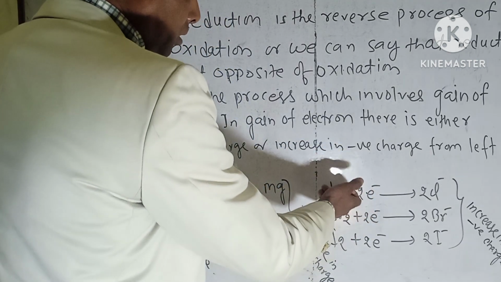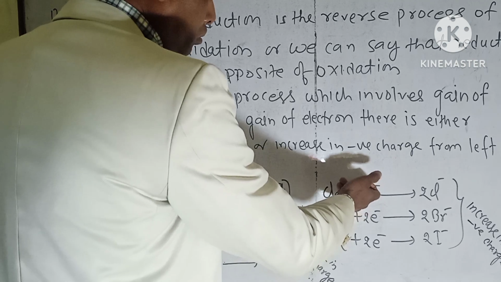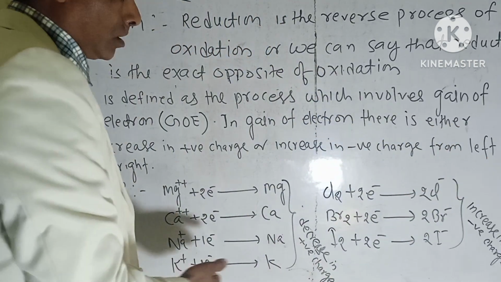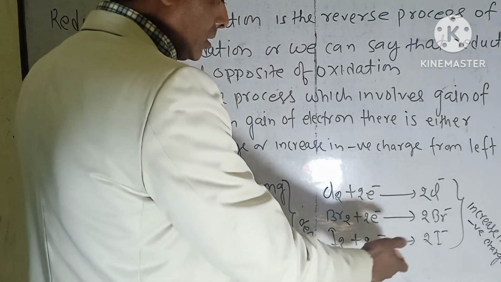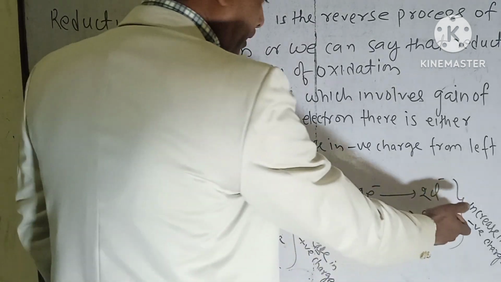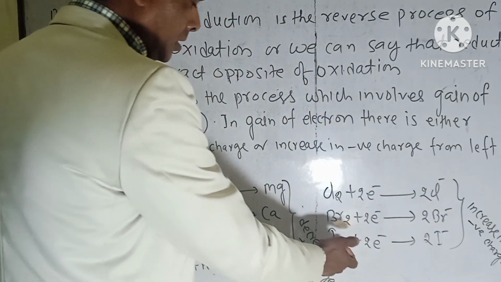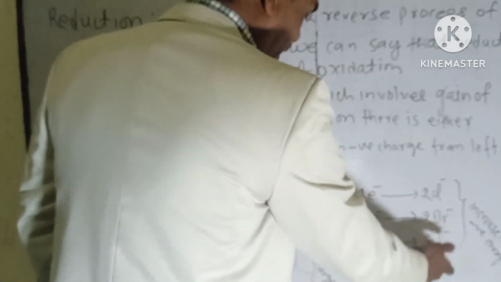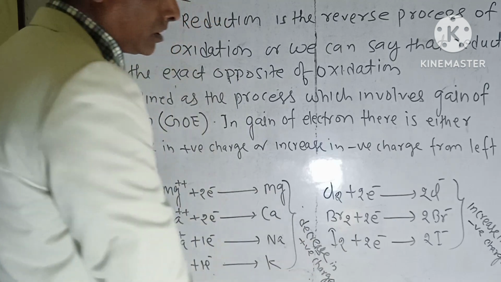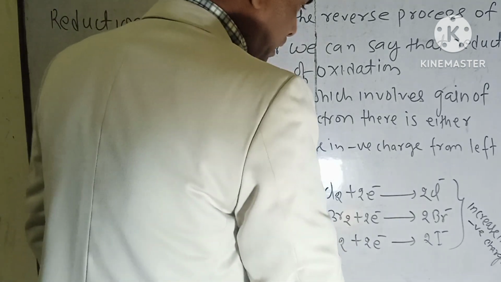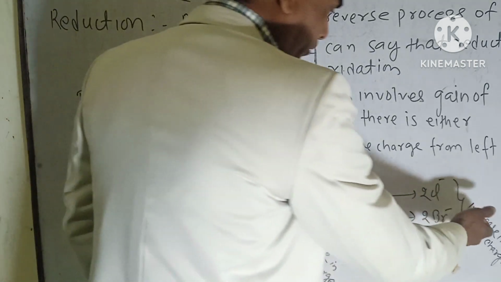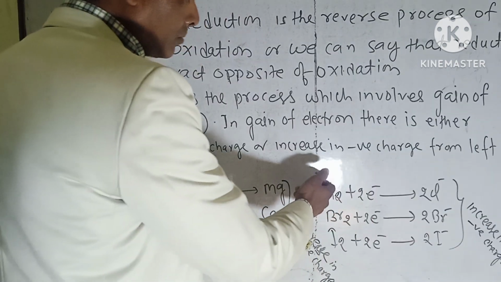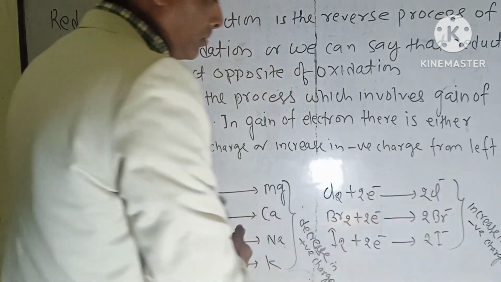bromine, iodine: a chlorine molecule gaining 2 electrons is converted into 2 chloride ions. A bromine molecule gaining 2 electrons is converted into bromide ions. An iodine molecule gaining 2 electrons is converted into iodide ions. Here in this case there is gain of electron, an increase in negative charge from left to right. This is the gain of electron.